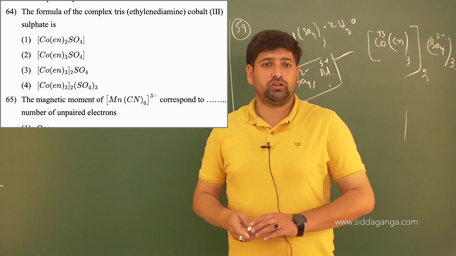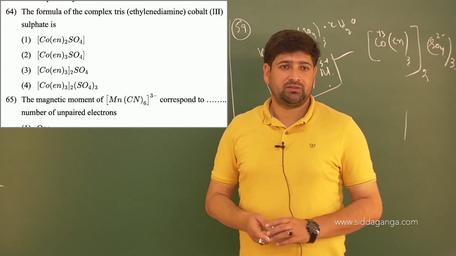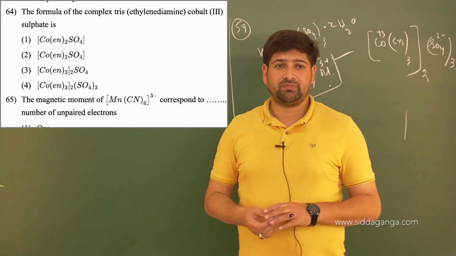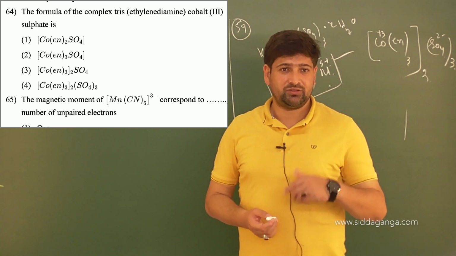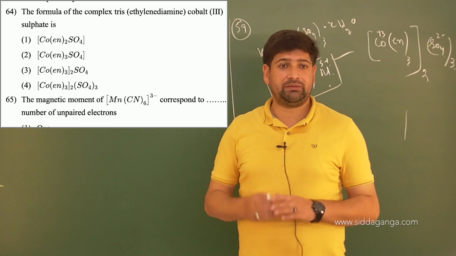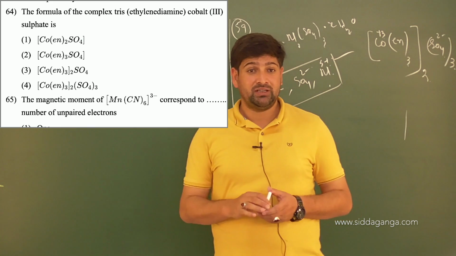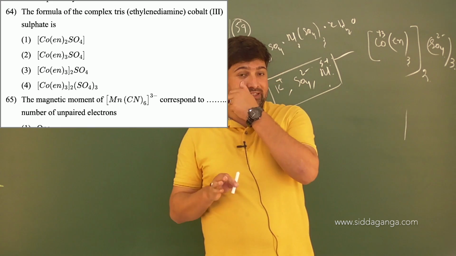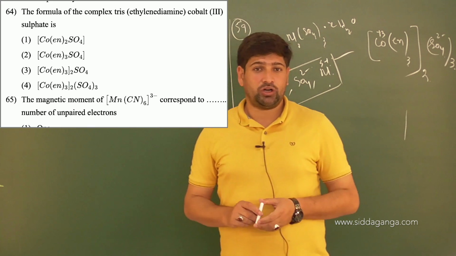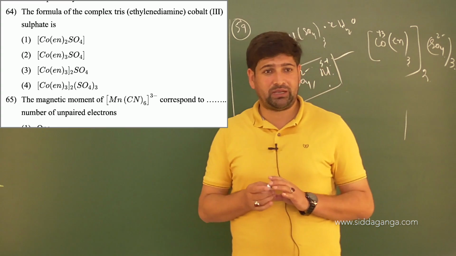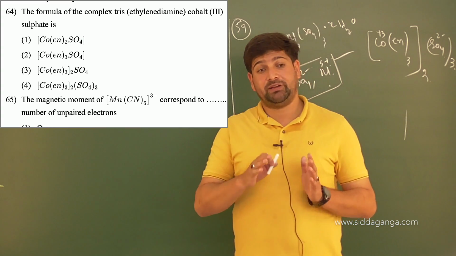So if you look at option 4th, what's the name? Option 1st, what's the name? Bis ethylene diamine. Option 2, tris ethylene diamine, but sulfate is inside the coordination sphere. You can see the name sulfate has been written at the end after giving the oxidation state. That means sulfate is acting as a primary valency. That sulfate is a counter ion.